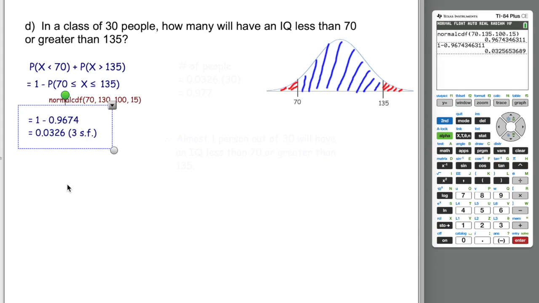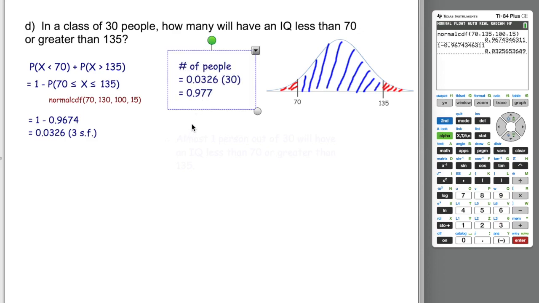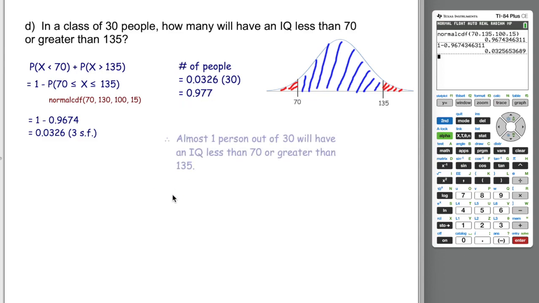0.0326. We're not done yet because the question does ask how many people in a class of 30 will fall under this category. So we need to multiply our probability by 30 to get 0.977. So it's not even one person, but it's close to one person who will be either very, very smart with high IQ or on the lower end. Okay, so almost one person out of 30. All right.